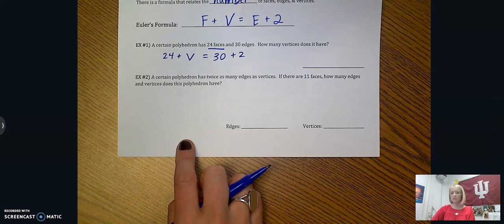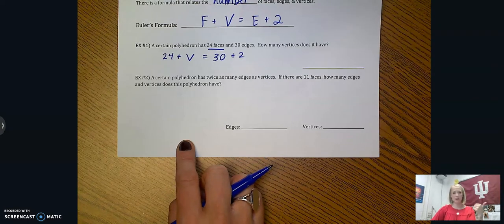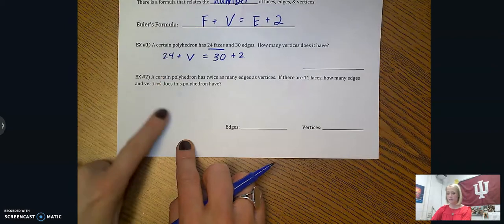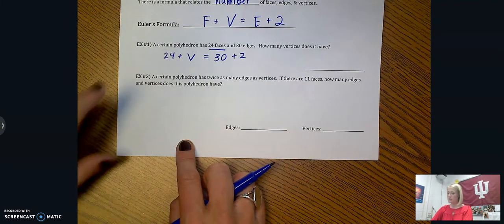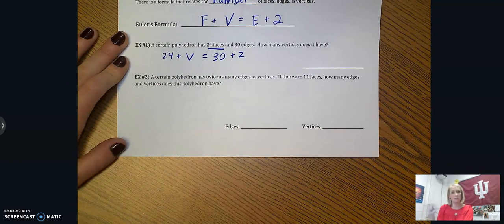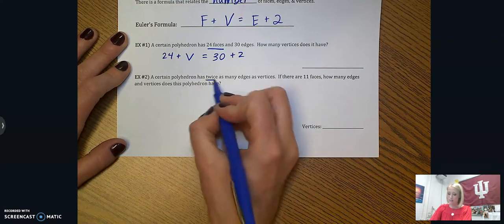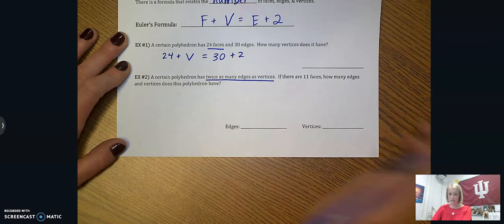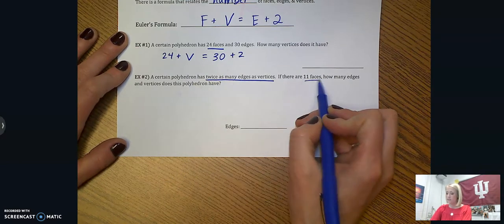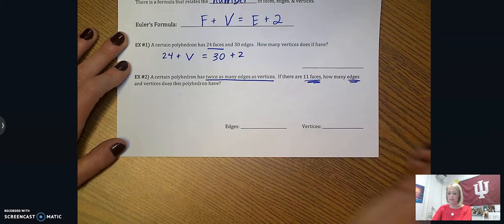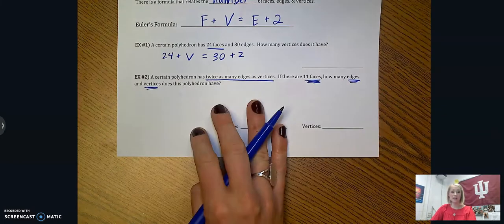This is using Euler's formula, but it's bumped up a notch. This is a middle school problem. This one is really hard, maybe even harder than what you might see, but this is high school level Euler's formula. So a polyhedron has twice as many edges as it does vertices. If there are 11 faces, how many edges and vertices does this polyhedron have?